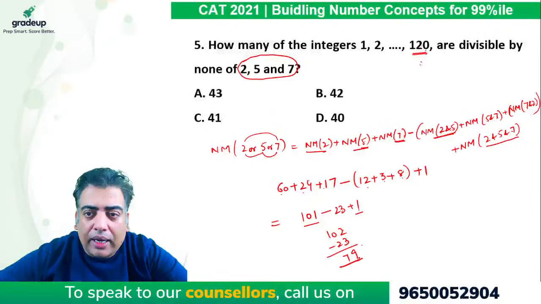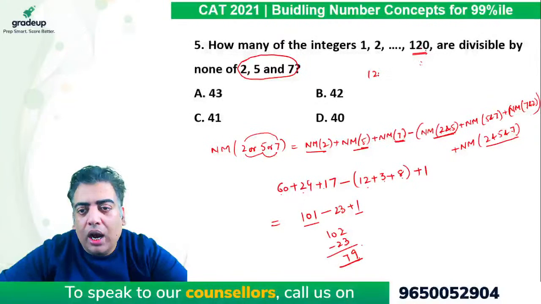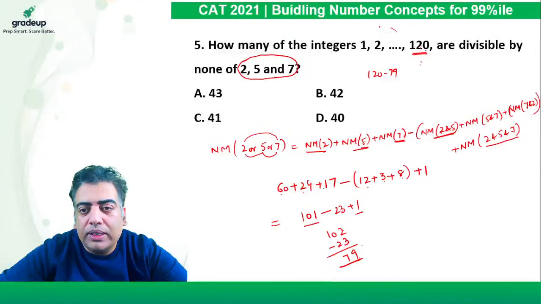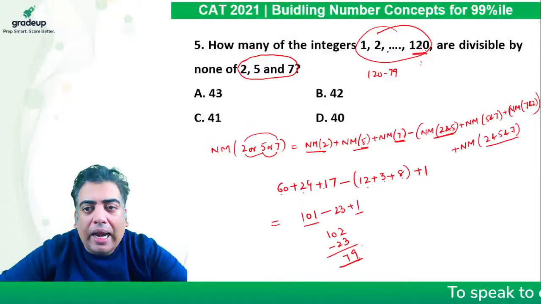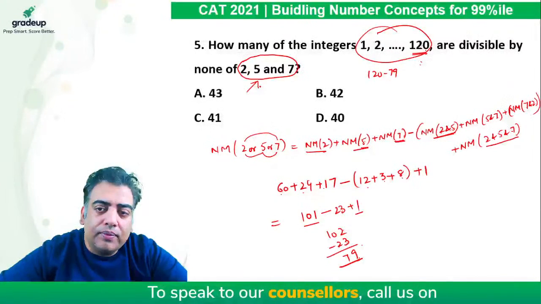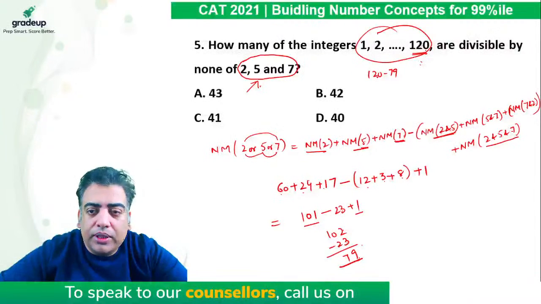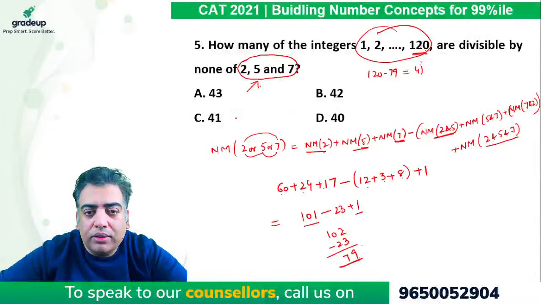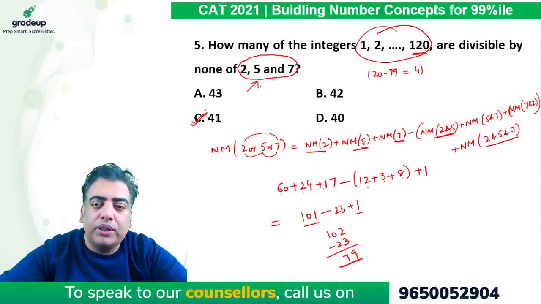These 79 values should be subtracted out of 120, which is the total number of numbers, and the rest of the numbers are not divisible by any of these three. So it comes out to be 41. So C is the correct answer option in this case.